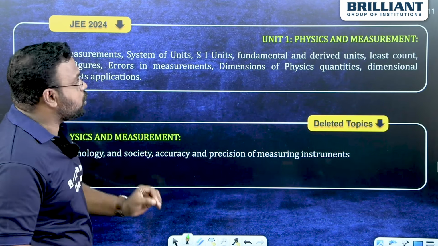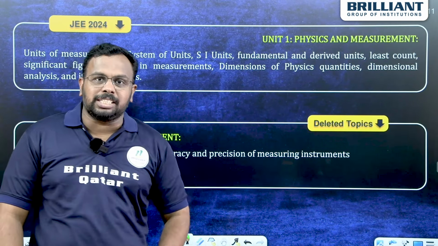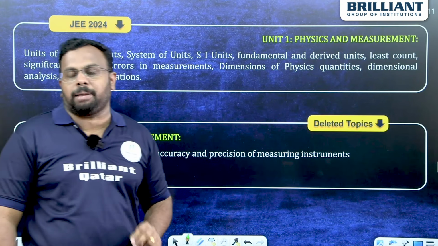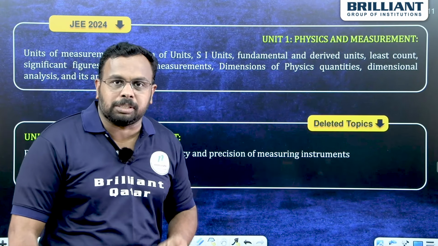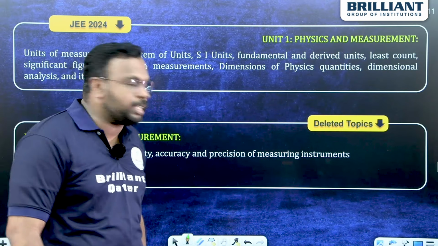See, this is our first unit. You can see physics and measurements. You know that it is in your NCERT textbook. It is based on two chapters. One is physical world and the other one is units and measurement. That means physical world and units and measurements.